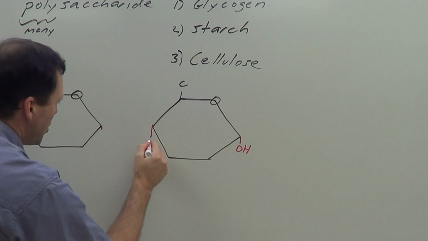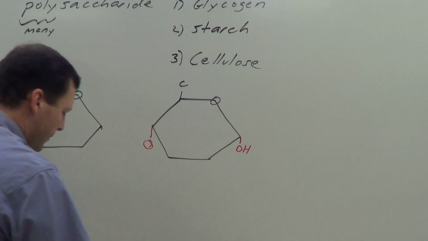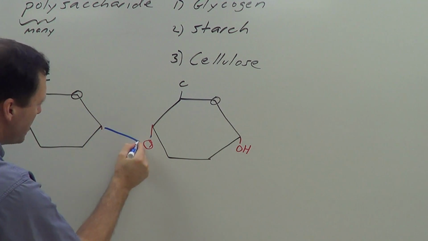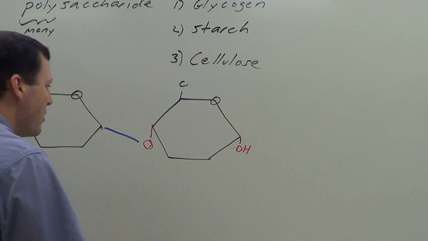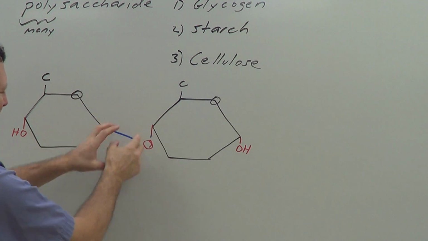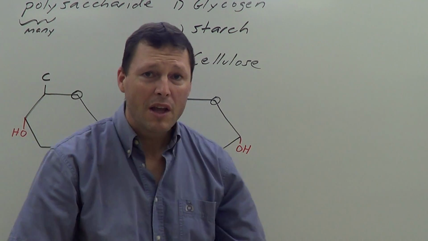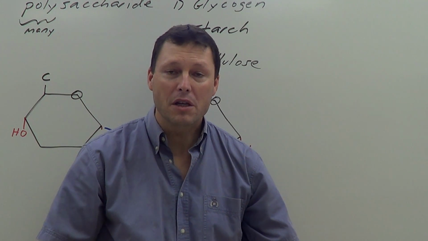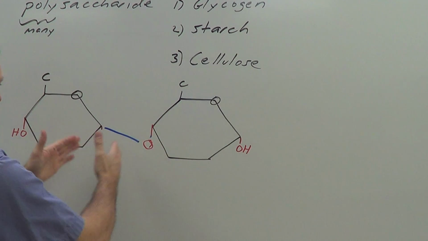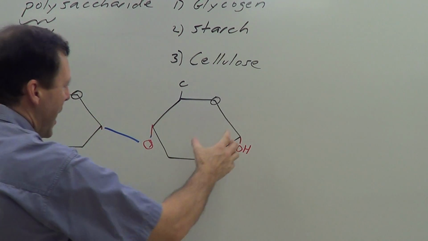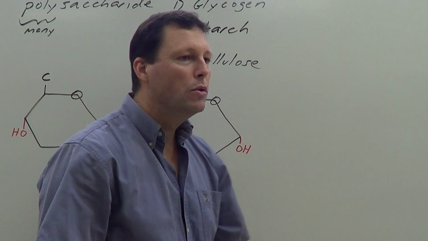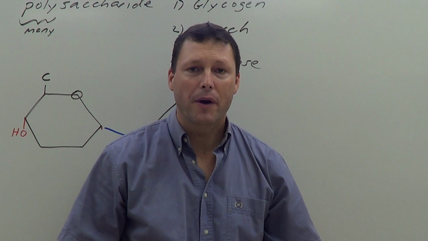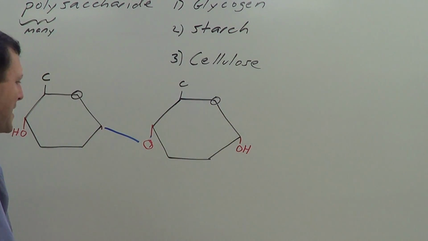Now this oxygen is still left there. And all I'm going to do is connect this up, this carbon atom to this oxygen atom. And now we've got 2 glucose molecules chemically attached to each other. Now we can call that a disaccharide because di means 2. So this is 2 sugar molecules, a disaccharide. And then if I continue to add more and more glucose molecules, I'm actually going to make a polysaccharide.